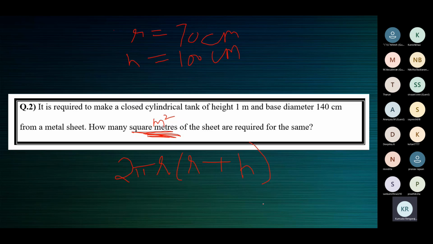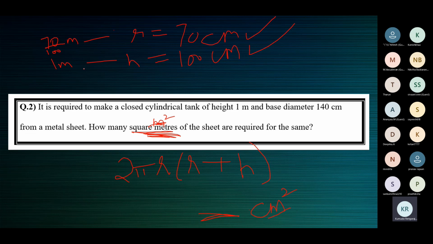Tell me the unit will be centimeter square. When you find the total surface area, the unit will be centimeter square, because you have taken the radius and height in centimeters. Then you need to convert that to meter square. Whatever answer you get here, you should convert that to meter square, because the question is how many meters square. So either you can take radius and height in meters itself. If you take it in meters, height is 1 meter and the radius will be 70 centimeters or 70 by 100 meters.